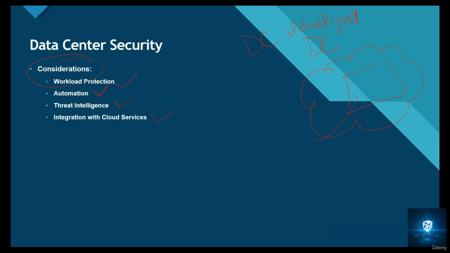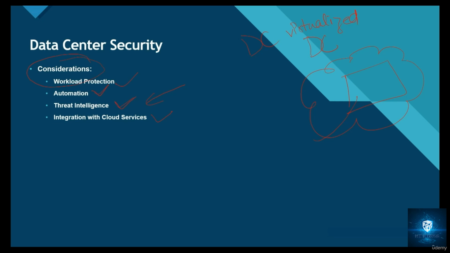Now the next one is threat intelligence. Leverage threat intelligence services integrated with the firewall to detect and respond to real-time exploits that may target data center resources. So you do have this option to leverage in real time, right? You can respond to exploits.